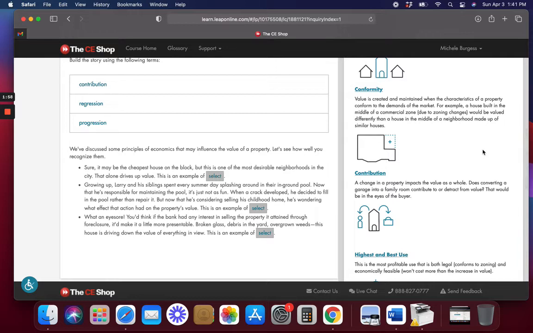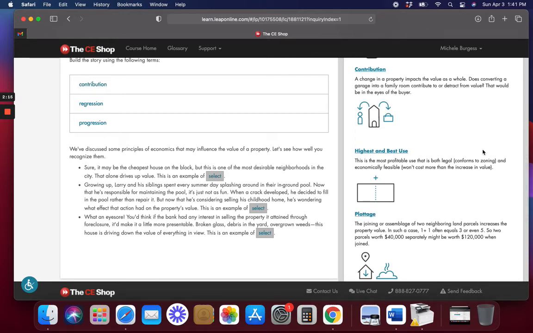Conformity. Value is created and maintained when the characteristics of a property conform to the demands of the market. For example, a house built in the middle of a commercial zone would be valued differently than a house in the middle of a neighborhood made up of similar houses.